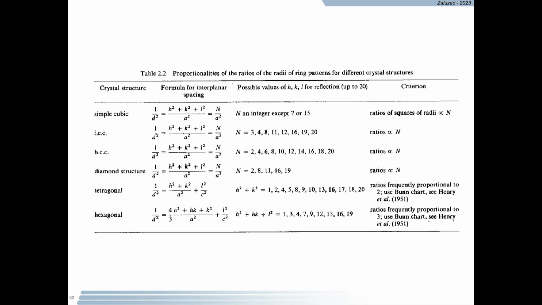There is a simple set of formulas. You can look these up in all the good books on how you interpret the D spacing relative to lattice parameters and crystal structures. I'm not going to have time to talk about that, but this is all in any of the good books on X-ray crystallography, X-ray diffraction. You can look that up pretty well.